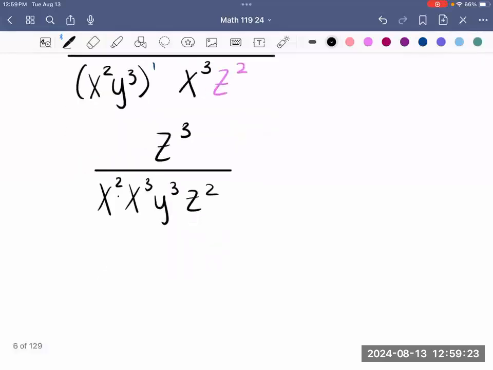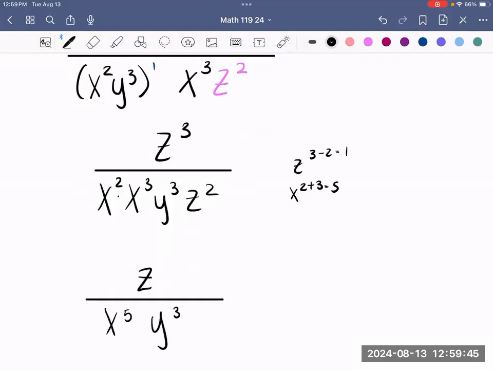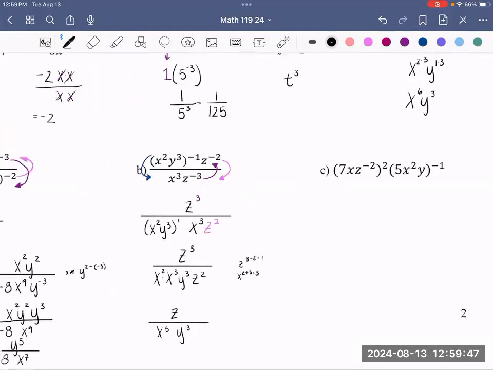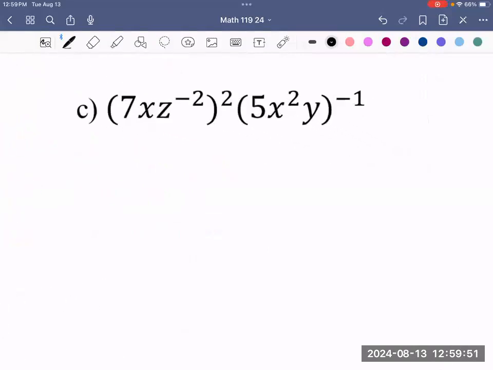And now we can start to combine. You have a z cubed and a z squared. And I'll just do some side work. So you're like, well, where did these values come from? So we have z above, it's positive. We have x, 2 plus 3 for 5. And y to the 3rd alone. Let's try it again with c.